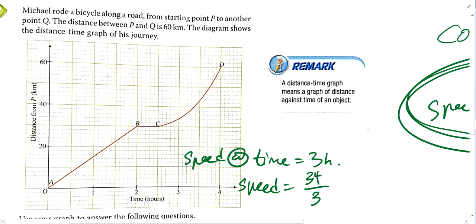Which part of the graph has constant speed? Yeah, so we can use distance divided by time for this. We also can use it for BC because it is a constant speed of 0. Now from C to D, is this still constant speed? No, then you cannot use it anymore.